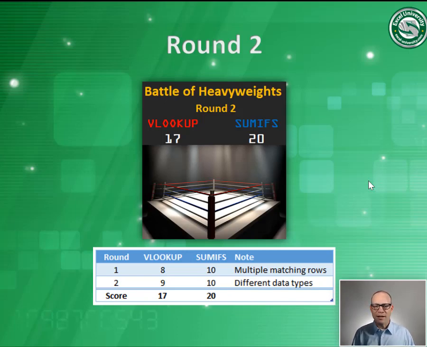And there's a variety of different ways. We could change the data types manually. We could use a helper function like TEXT or VALUE, or other ways. So VLOOKUP is not knocked down, so we're going to give VLOOKUP 9 points in this round. So at the end of round 2, we have SUMIFS 20, VLOOKUP 17.